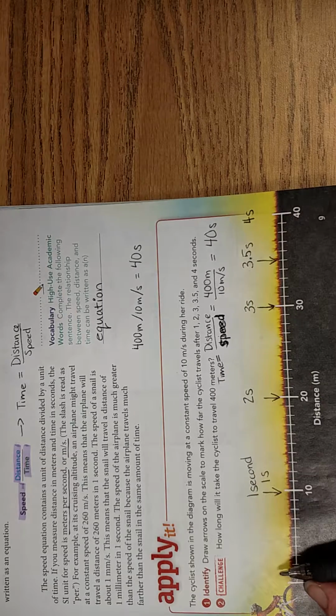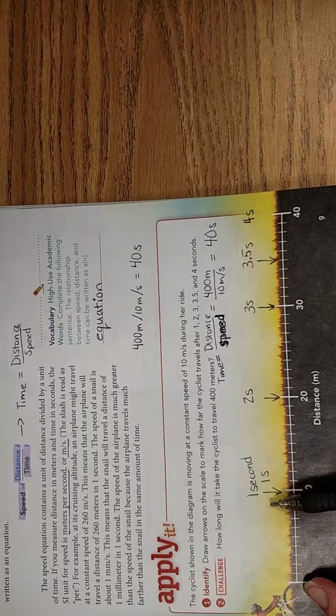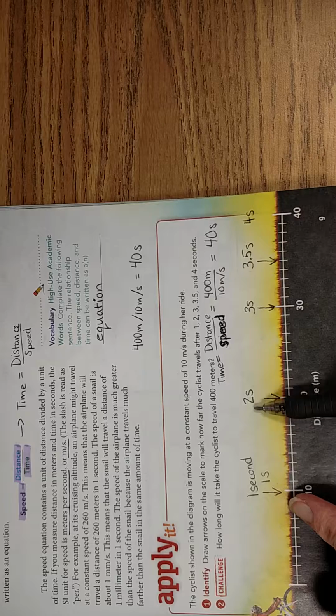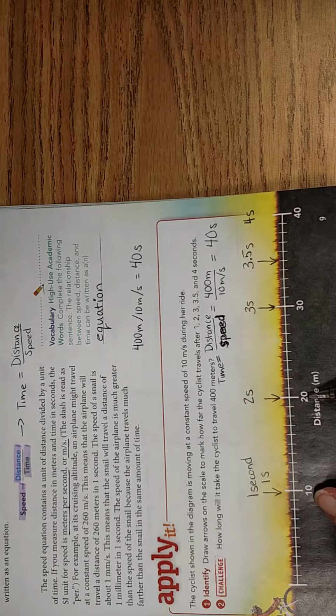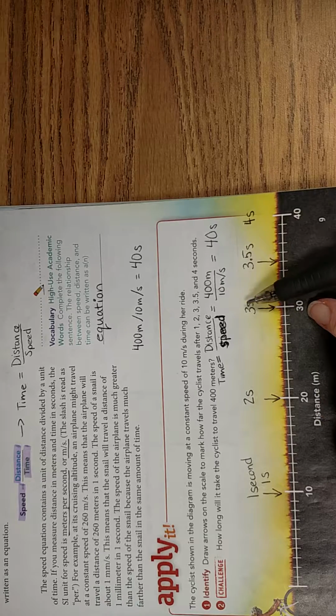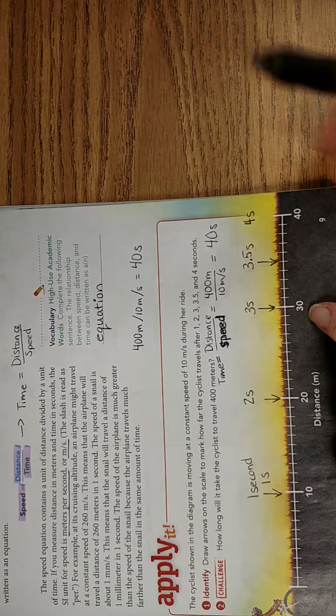So the first second, 1001. She would go 10 meters. 1002. She went another 10 meters. So 10 and 10 would put you at 2 seconds. Was that 20? 1003. 3 seconds would put you at 30.